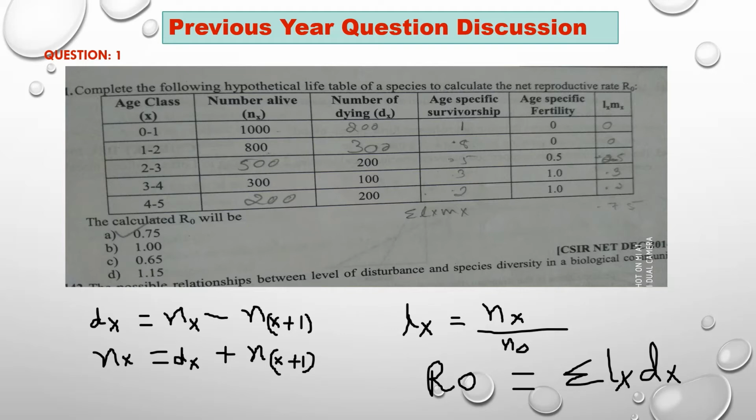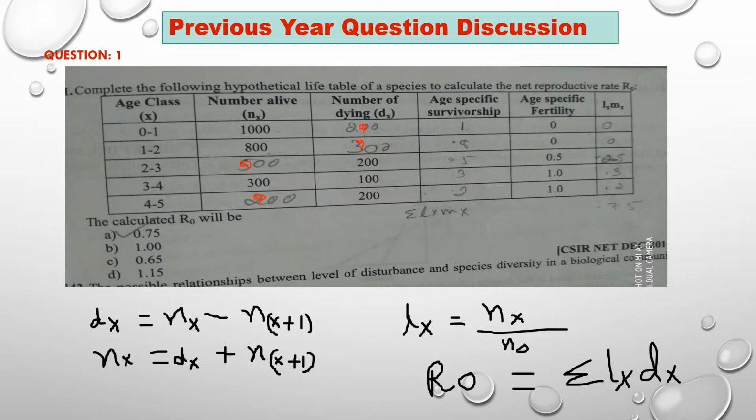Here, in age class x, classes are 0 to 1, 1 to 2, 2 to 3, 3 to 4, 4 to 5. And Nx 0 to 1, 1000, 1 to 2, 800, 2 to 3 is missing, so we have to find that. 3 to 4, 300, 4 to 5 is missing, so we have to find this also. Next is Dx. 0 to 1 missing, we have to find that. 1 to 2 missing, we have to find that. 2 to 3, 200, 3 to 4, 100, 4 to 5, 200.